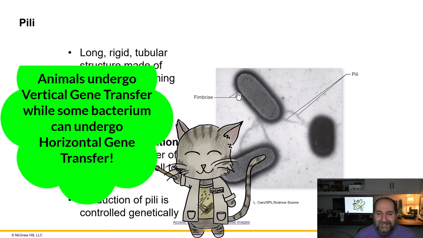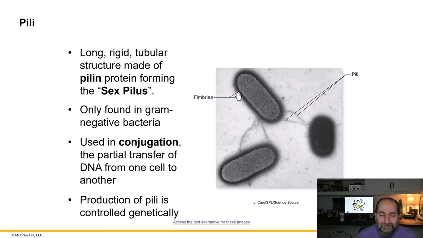However, bacteria don't have parents, right? Bacteria divide by asexual reproduction. One cell simply divides into two via a process known as binary fission. So how do bacteria share genes? How do bacteria share genetic information? Well, they can form the sex pilus, undergo conjugation, and transfer genes from the donor cell to the recipient cell.